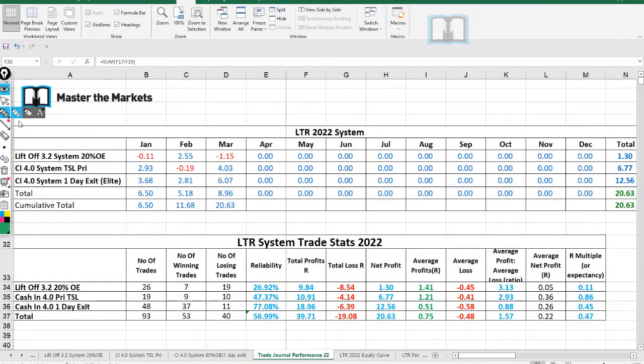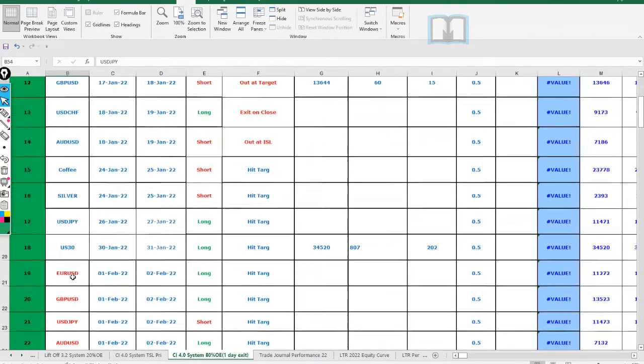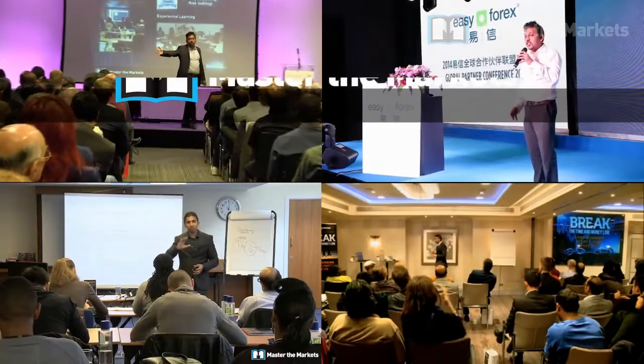In terms of the drawdown analysis, now let's take a look at one of the strategies. Let's take a look at this example over here on the one-day exit cash in 4.0 system, one-day exit 80% open equity. Now, if I were to take a look at that, as you can see, the LTR team has done a great job in logging in all the trades that we have taken so far for this year over here.